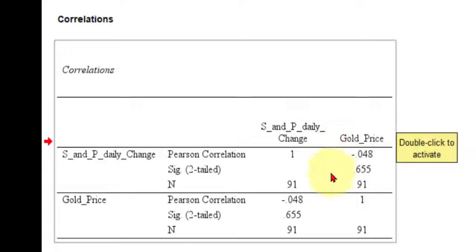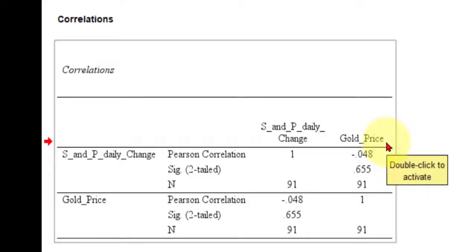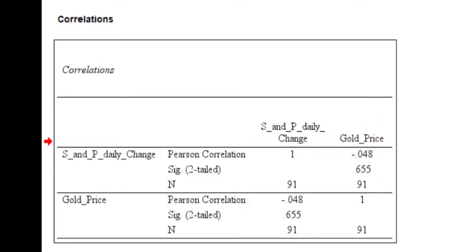But unfortunately, this is not significant, right? This SIG value is not less than 0.05, so that means the relationship between these two is not strong at all. So we don't care. It's not significant. If it's not significant, we don't really care about an effect size either. So that's it. MGZ out.